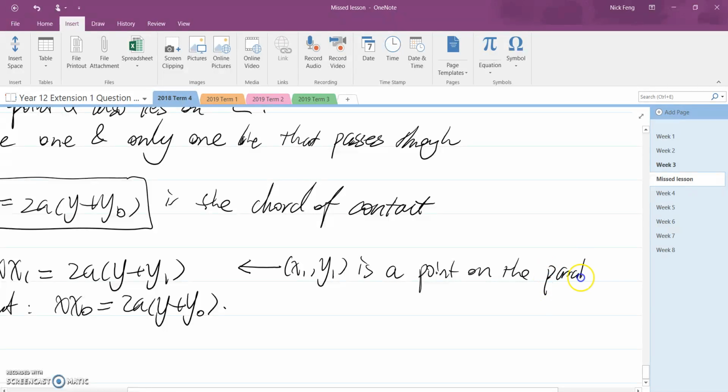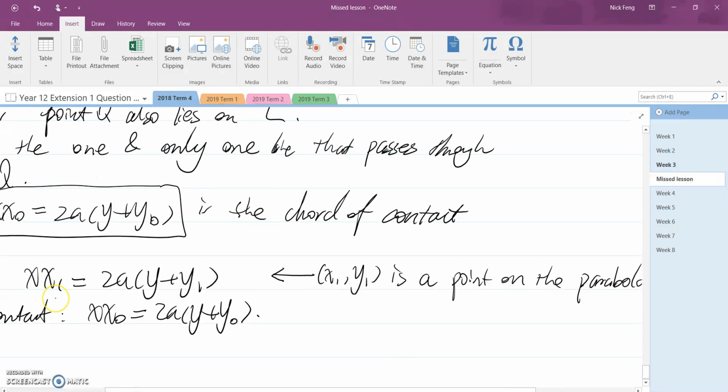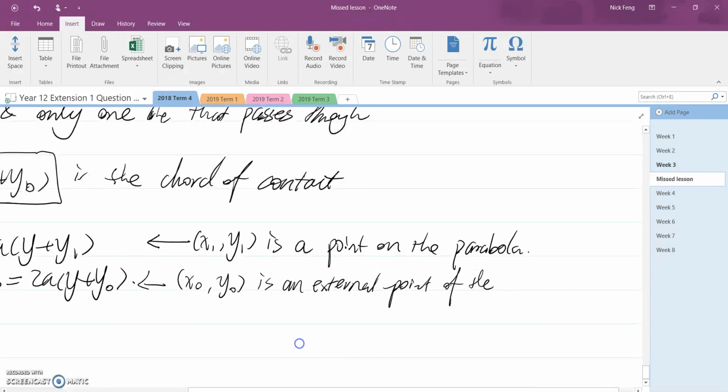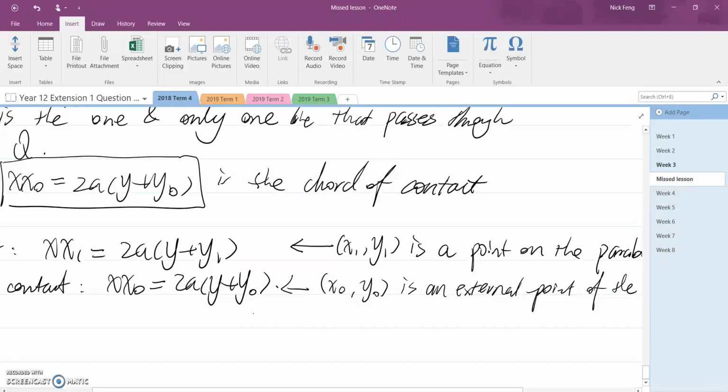So in other words, if you're using this formula with a point on the parabola, substitute a point on the parabola into this equation, it will give you a tangent. However, if you substitute a point that is external to the parabola into this equation, that will actually give you the equation of the chord of contact. So that is basically the primary difference, or how you distinguish between these two equations.